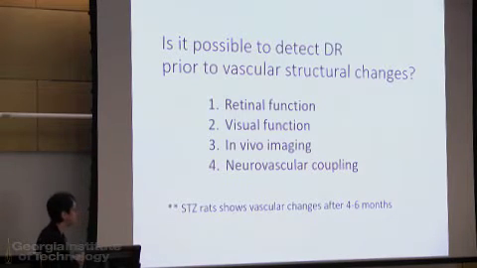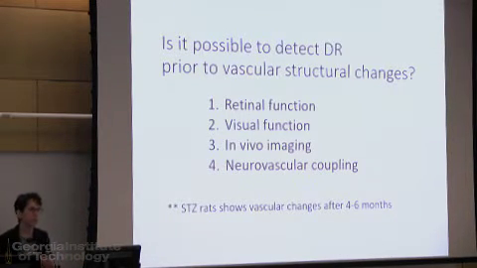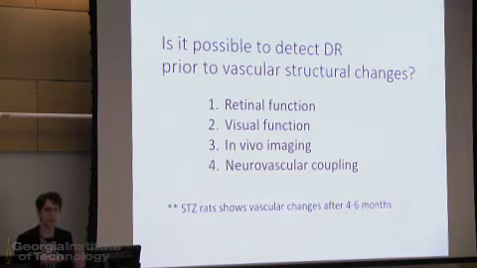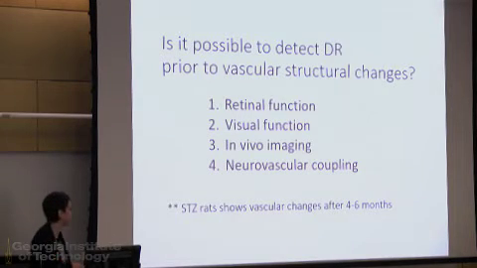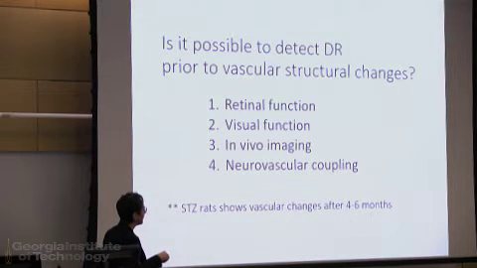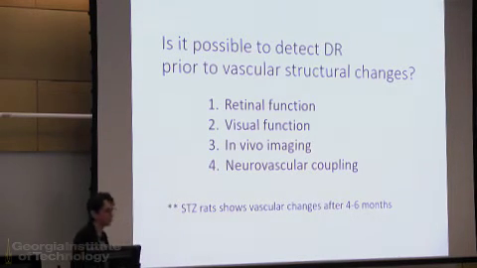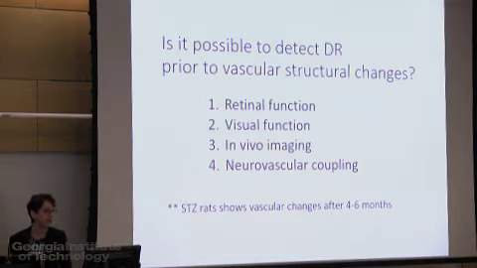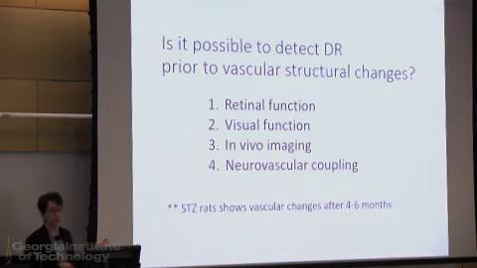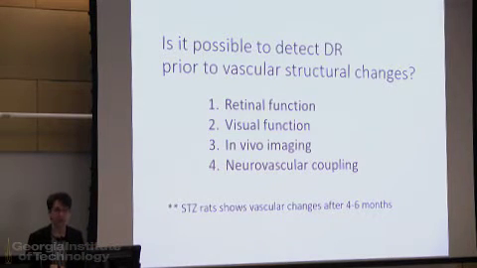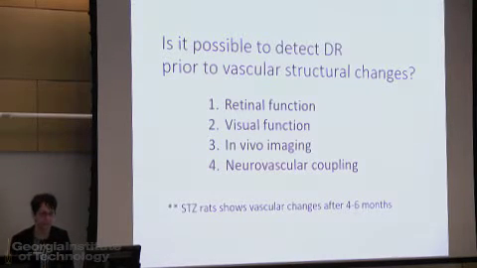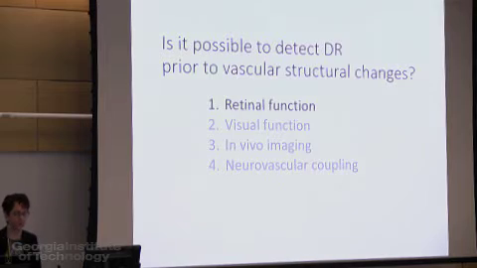Now, one of the things that I need to tell you as we go forward is when do vascular changes actually happen in a rat? Because that's going to be important if I'm telling you that I want to detect something earlier than those vascular changes. So in the STZ rat model that we're going to use, they show vascular changes after about 4 to 6 months, with the first signs being that pericyte dropout, and you'll get some leakage. Now, interestingly, the rats don't ever develop neovascularization like humans do, but they still have some of those early structural vascular changes. So first, I'm going to start with talking about retinal function.